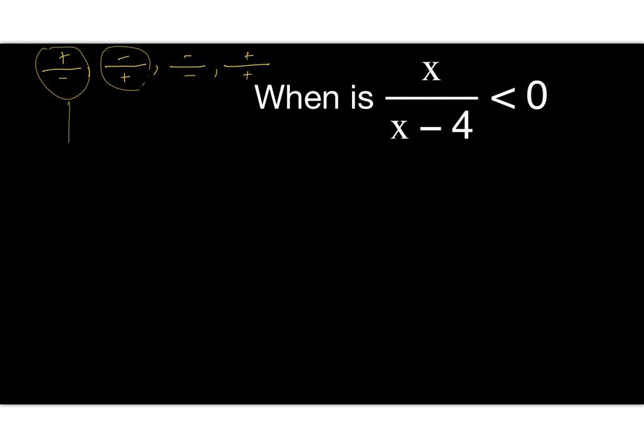If I start with this one here, in order to be that, I'm going to say, all right, I need my numerator, which is x, I need x to be greater than 0. That's what it means to be positive. In the denominator, I need x minus 4 to be negative, which is less than 0. Down here in the bottom, I add 4. X less than 4.